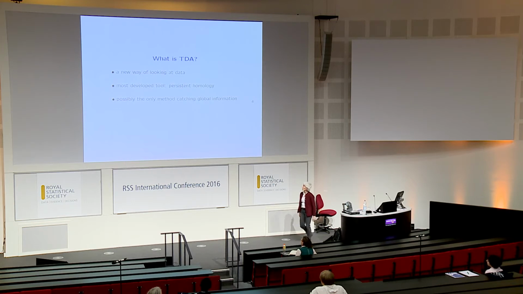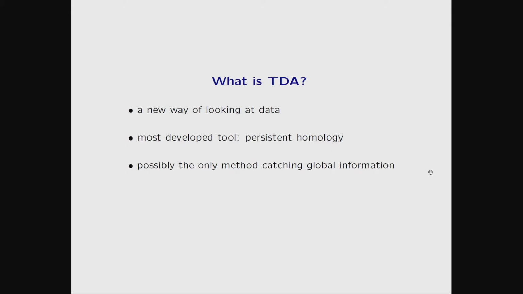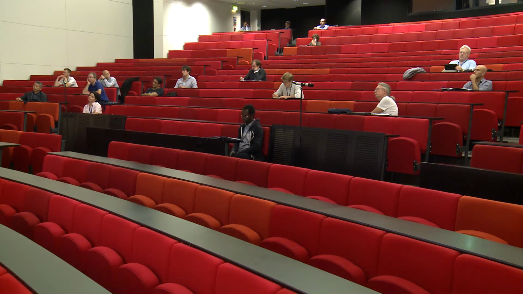So what is topological data analysis? It's really a new way of looking at data. And there's one particular tool that is most common, that's persistent homology. And that's the one I'd like to concentrate on. This is not actually me saying it, but people from outside have said it. Possibly it's the only method catching really global information of the whole data set in a way.